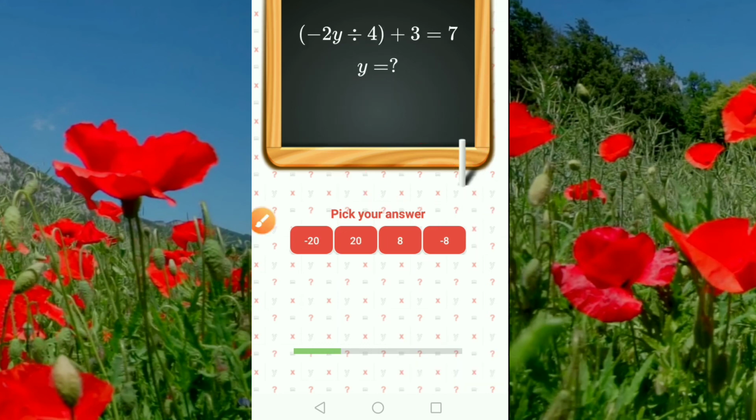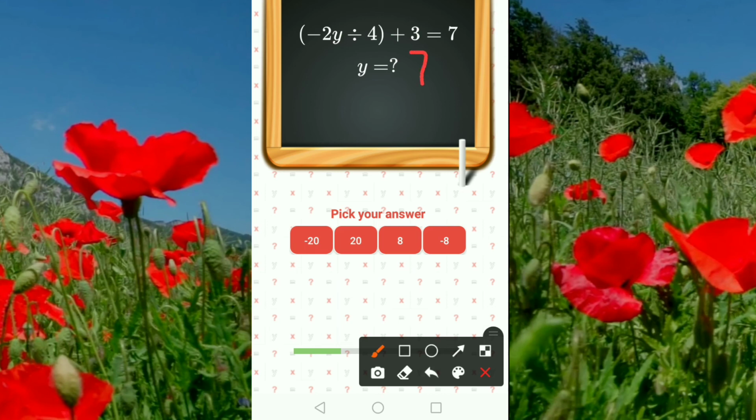So, next, number 3. Negative 2y divided by 4 plus 3 equals 7. So y equals, so find the y. So step 1, we need to remove the positive 3 from the left by subtracting 3 from both sides.